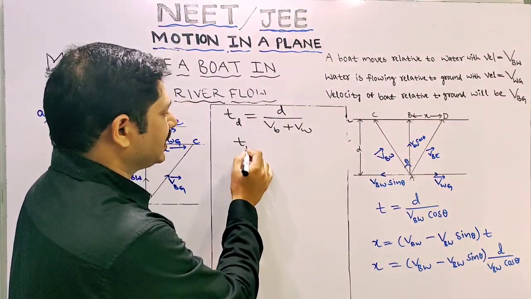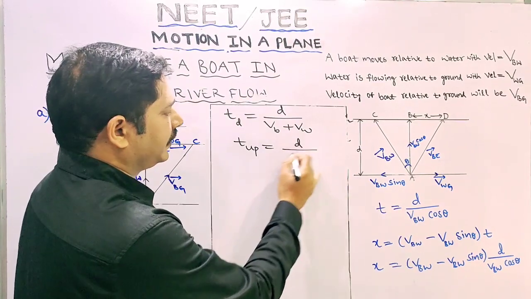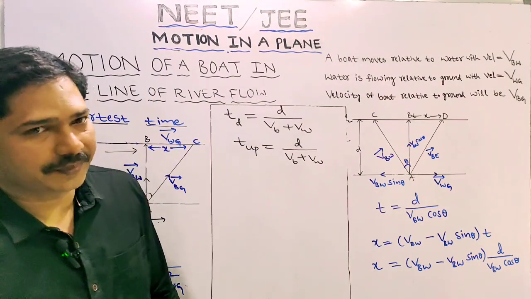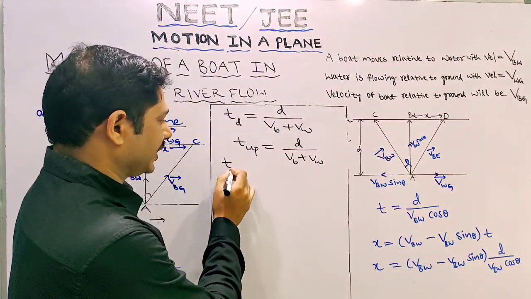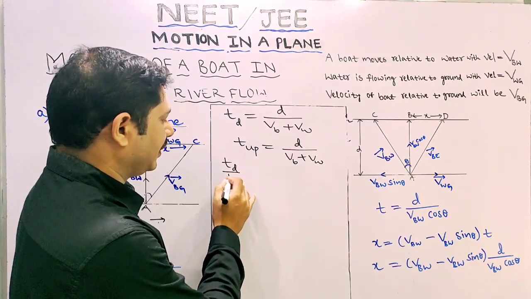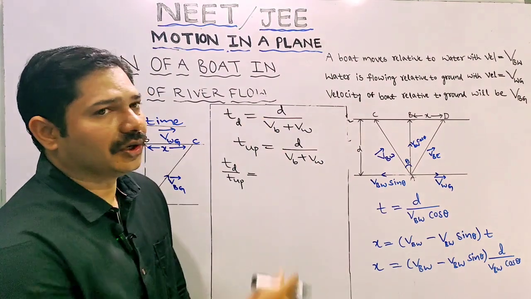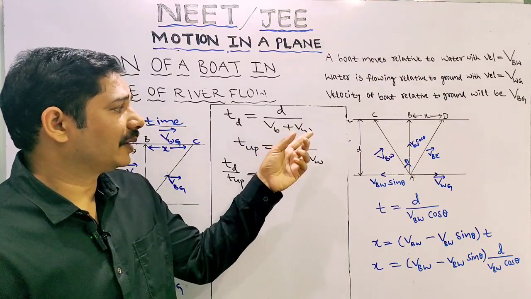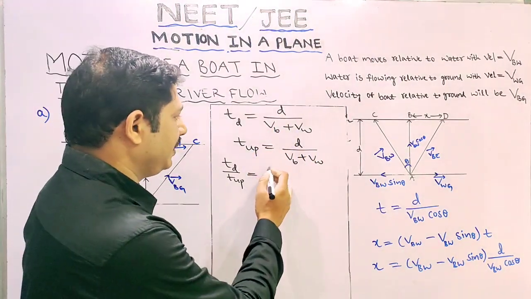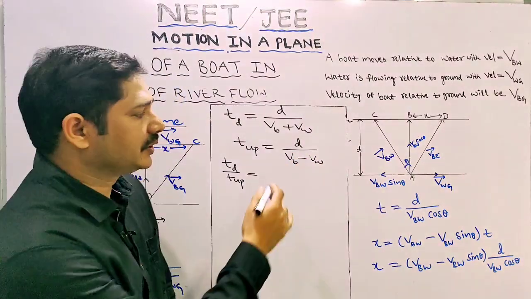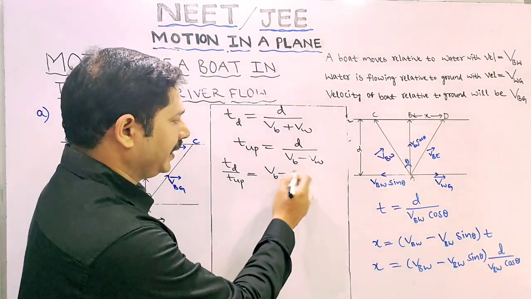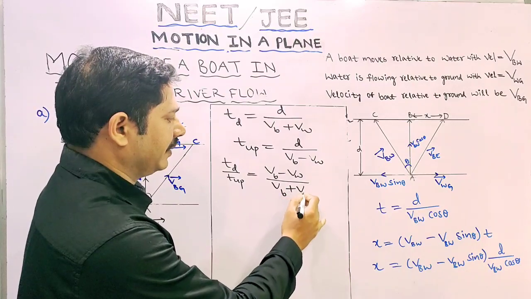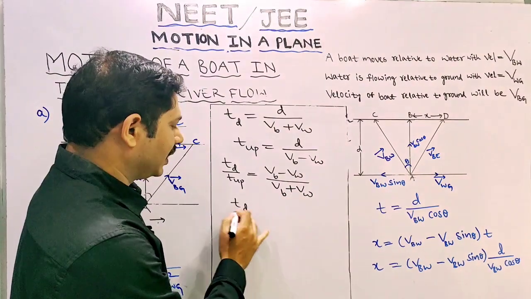At the same time, upstream is D by VB minus VW. Here they are asking the ratio, downstream to upstream, TD by T up, as we already discussed. What happened? D gets cancelled in the ratio of times, so VB minus VW goes to the numerator, divided by VB plus VW. Here the values are given. What are the values?